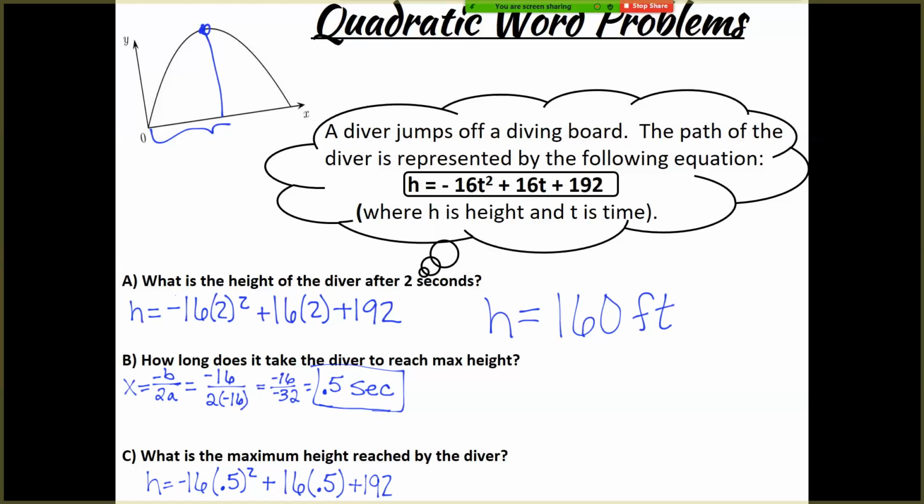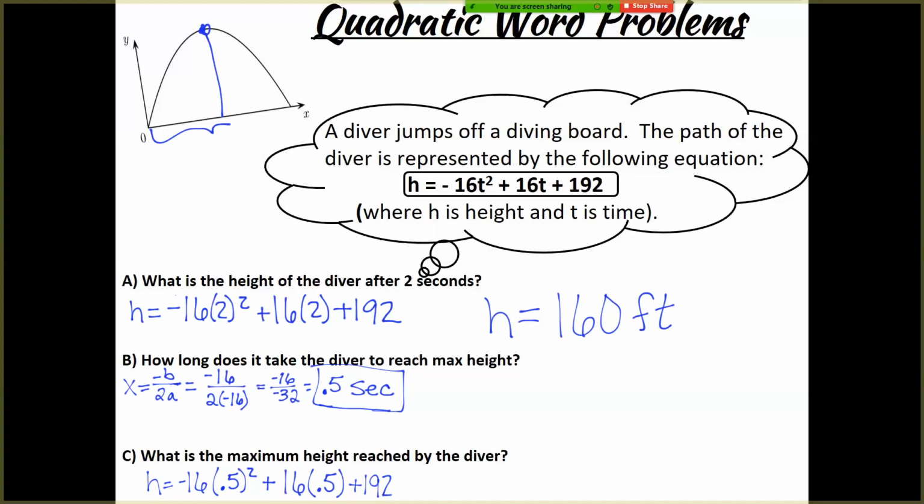So just quickly going back through what we've done so far. Part A, the height of the diver after 2 seconds, that's just plug and chug. They're giving us the time we're plugging in for t in our equation. Type it in your calculator, make sure you don't miss any negatives, and you get 160 feet. Part B says how long does it take the diver to reach the maximum height? That's asking you for the x-coordinate of your vertex, the time it takes to get to the maximum height, negative b divided by 2a. So negative 16 divided by 2 times negative 16 gets us 1/2 or 0.5. So in half of a second, the diver is at their maximum height.